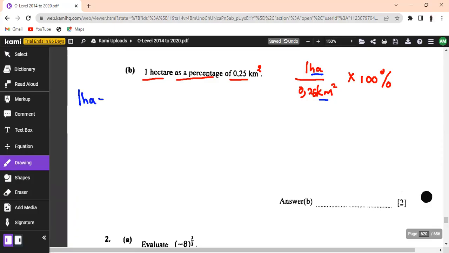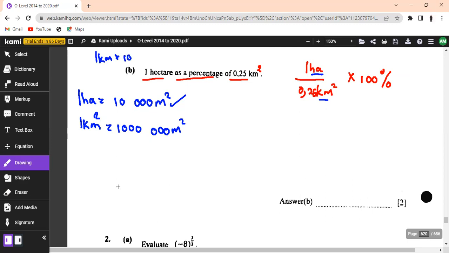We can take advantage of knowing that in a hectare we have got 10,000 square meters. So we can convert this to square meters, and we can also convert 0.25, because remember I told you, guys, that in a square kilometer you have got 1 million square meters. Where is this coming from? Remember, in a kilometer you have got 1,000 meters. So all you need to do is to square both sides. We're going to have 1 square kilometer equal to 1 million square meters. So that's where it actually came from. You just square both sides.